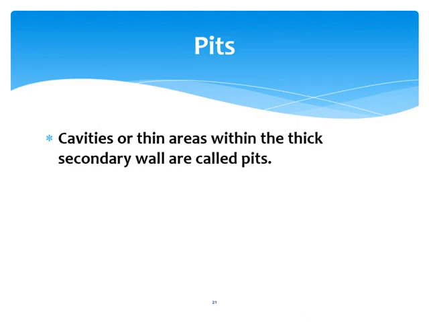The next ultrastructure of the cell wall is pits. Simply we define pits as the cavities or thin areas within the thick secondary wall. Basically pits are left during the process of secondary wall formation, and such cavities or perforations are also found in the primary wall. These pits are actually the result of non-deposition of lignin or cellulose. Due to this, these cavities or openings or perforations are produced. Such cavities are referred to as pits.